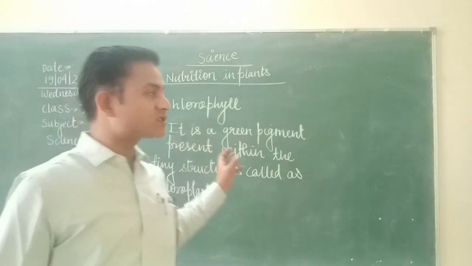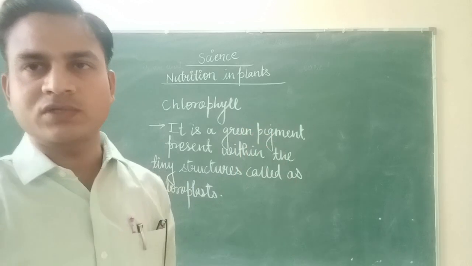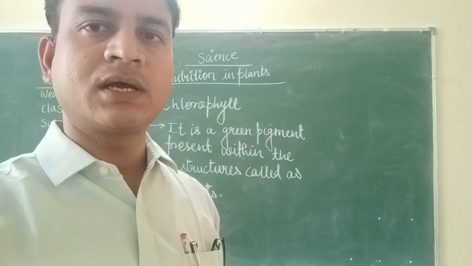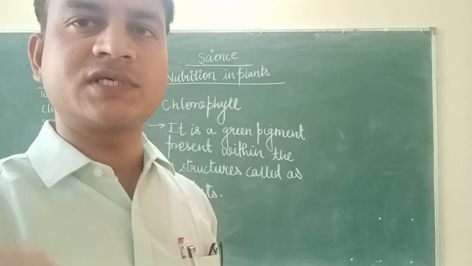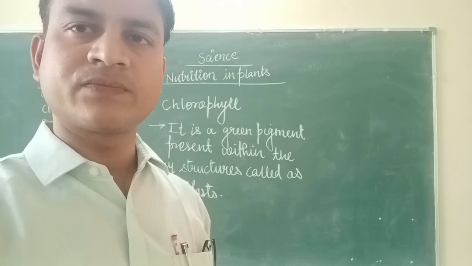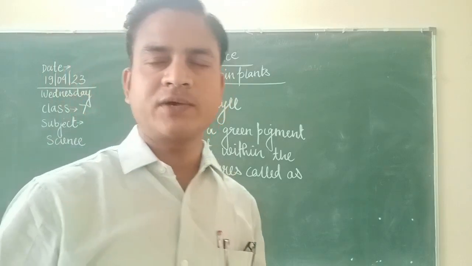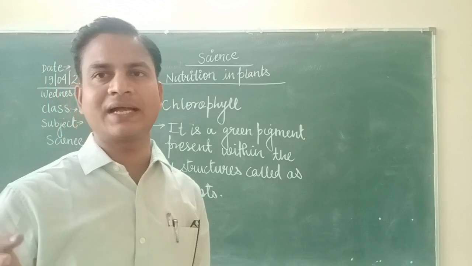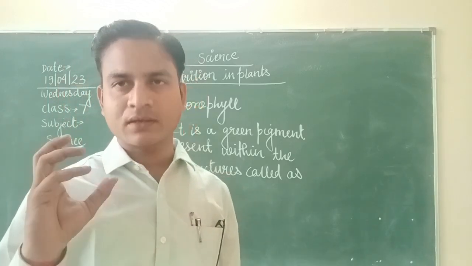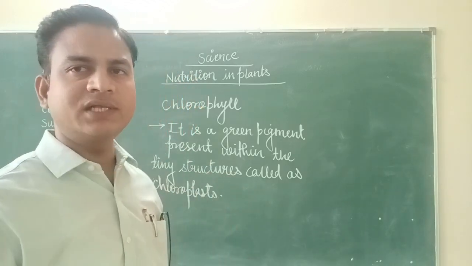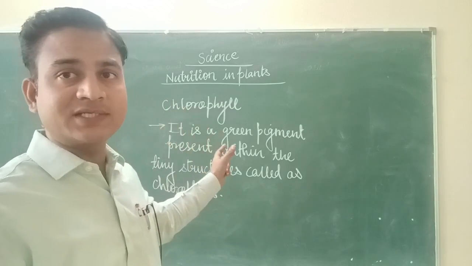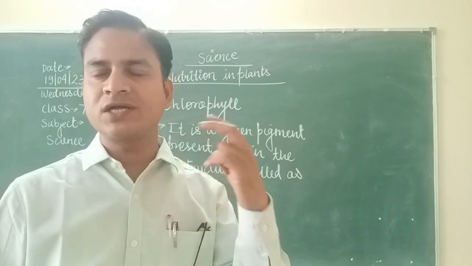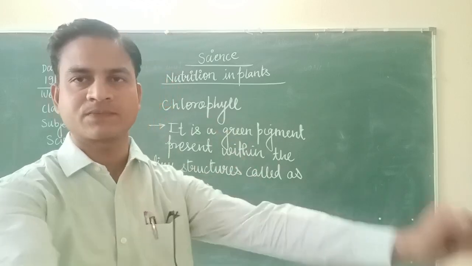Okay, what is the use of this chlorophyll? Children, we have discussed the photosynthesis process, and we have seen that photosynthesis is done in the presence of chlorophyll, sunlight, water and carbon dioxide. The chlorophyll traps and absorbs the sunlight, by which the photosynthesis reaction takes place.